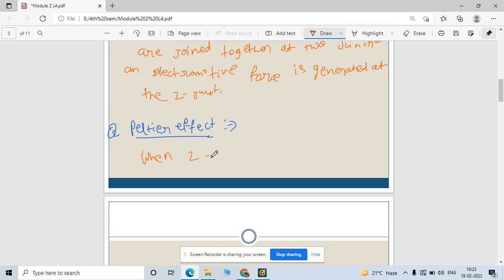Here I'm considering only two metals, but the concept follows for any number of metals. If the number of metals increases, the concept still follows.